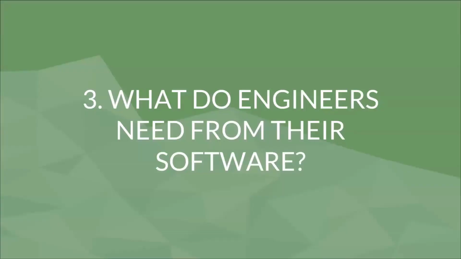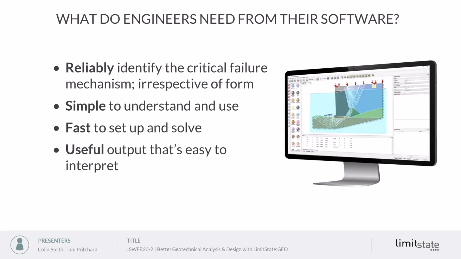So what do engineers need from their software? Well, essentially, you need to reliably identify the critical failure mechanism, irrespective of form. You need software that's simple to understand and use, fast to set up and solve, and gives useful output that's easy to interpret. And we would argue that LimitState Geo provides all of these.